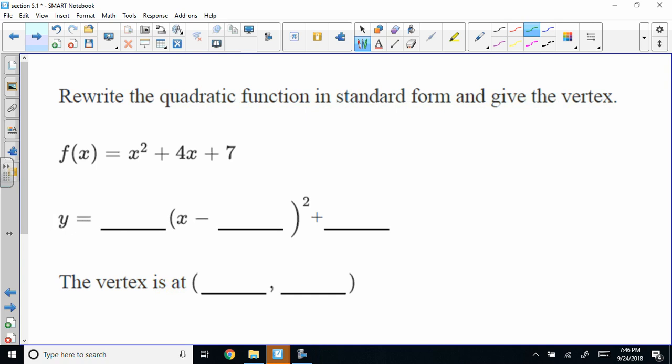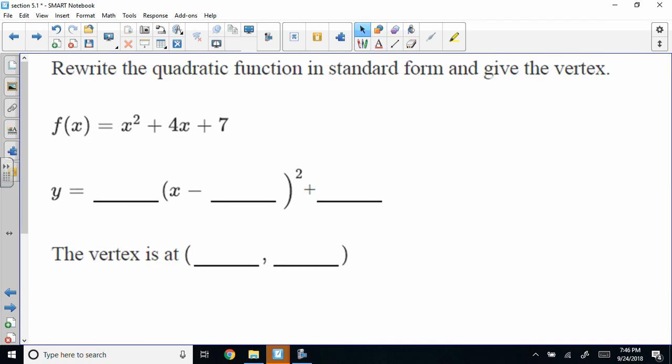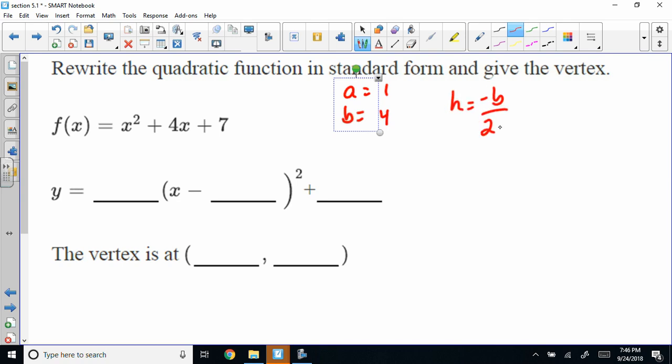So rewrite the quadratic function in standard form and give the vertex. Basically, take it and put it in vertex form, correct? That's really what they're wanting us to do. So here we go. First things first, we've got to find a and b. So our a is 1, our b is 4. So our h is negative b over 2a. So negative 4 over 2 times 1, which is what? Negative 4 over 2, which is negative 2. That's our h value, right?